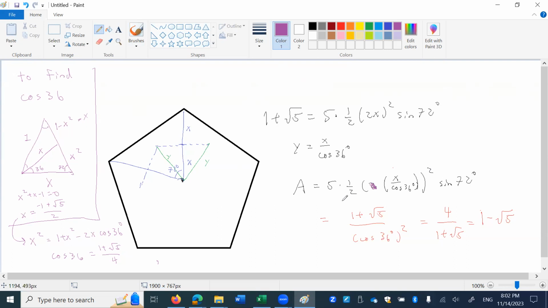So what I'm going to do here is I'm going to see that I almost have the number that I know, right? 5 times 1/2 times 2x squared. Now I want that 2 back, but I'm going to have to divide by 4 to get it back. So 1/2 times 5 times 2x squared times the sine 72 is 1 plus root 5. And what do I have left over? I have the divided by 4 times cosine of 36 degrees squared.